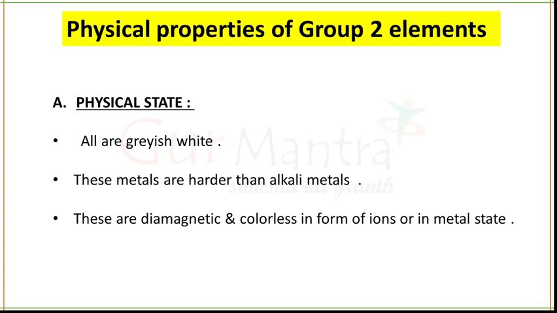If you talk about the number 1 physical property, that is physical state, all the elements of group 2 are grayish white in color, and these group 2 metals are always harder than the alkali metals. These are diamagnetic and colorless in the form of ions or in the metal state.